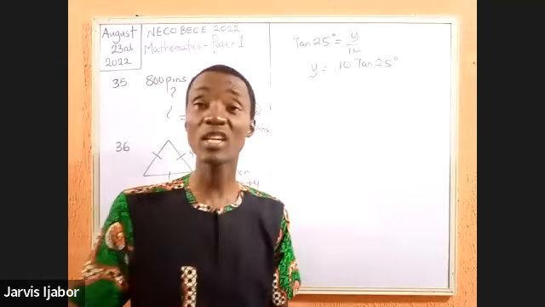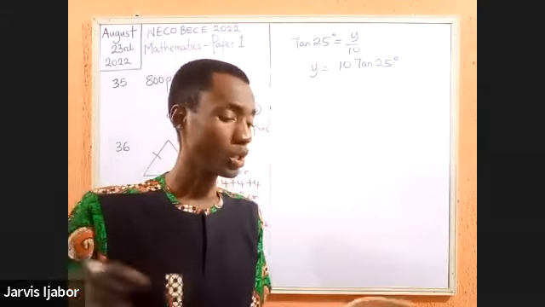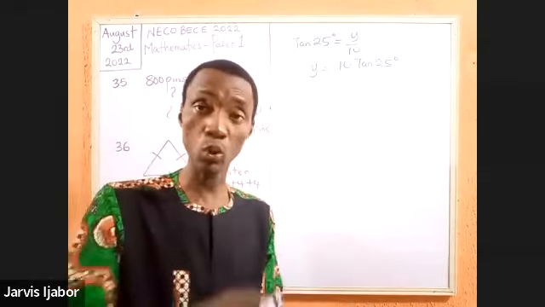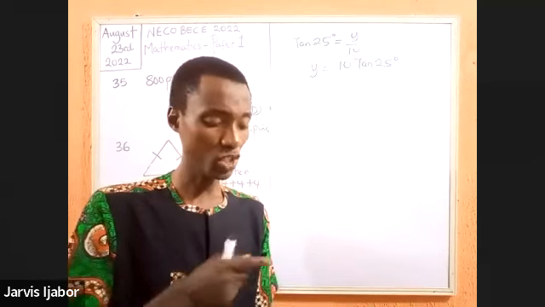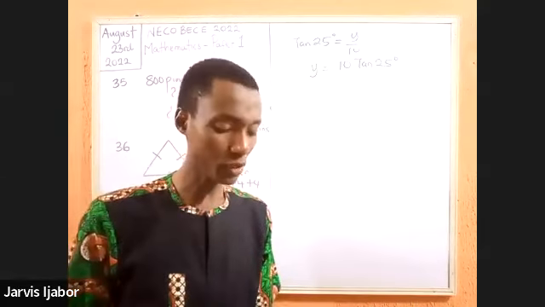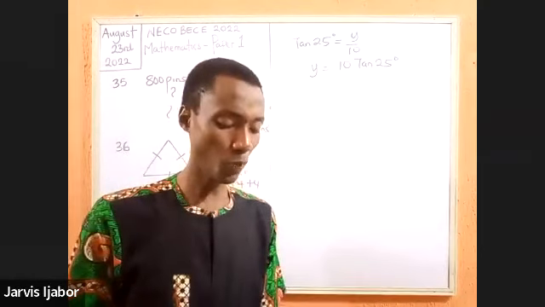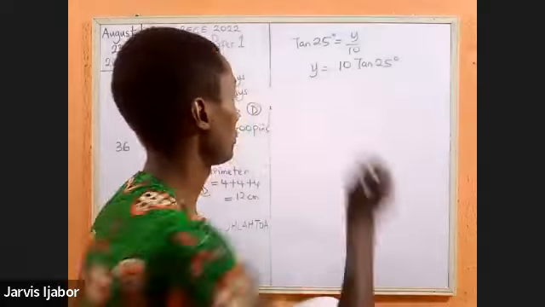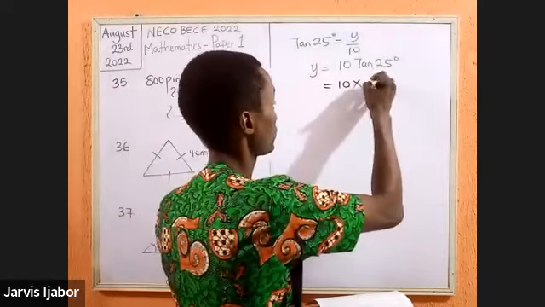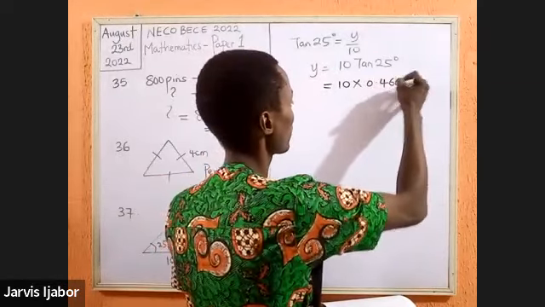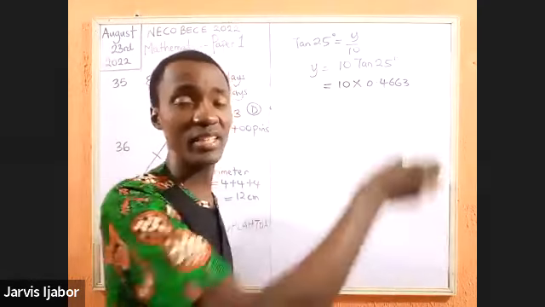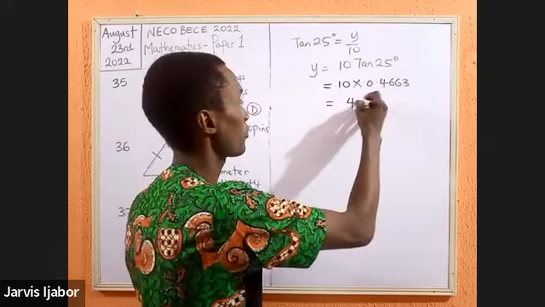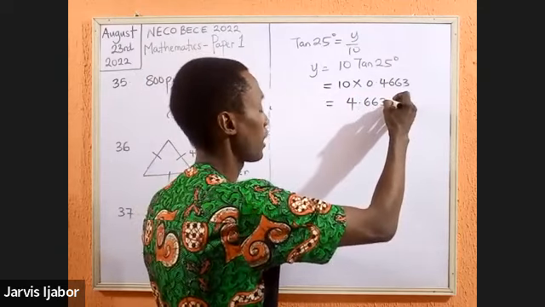Now, we have tangent here. So we'll simply go to where you have 25. If you look at the column written X, you see 25. You check the value under 0, and that will give you 0.4663. If you've done the right thing, it will give you 10 times 0.4663. What does 10 do? 10 is a decimal place mover. So it will move the decimal place to the right. So that will be 4.663.